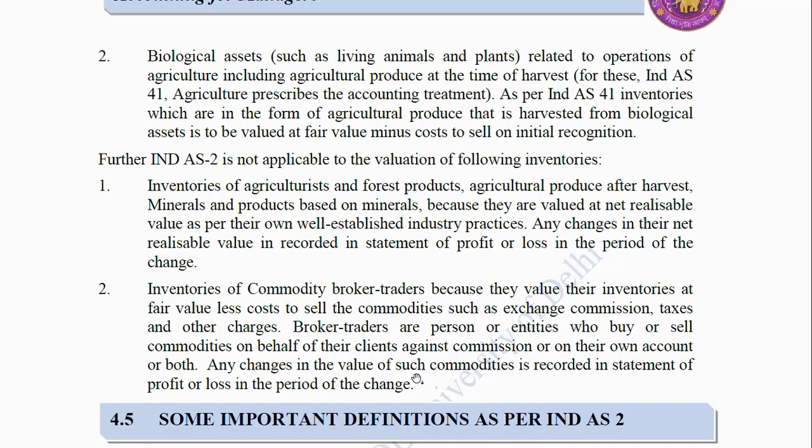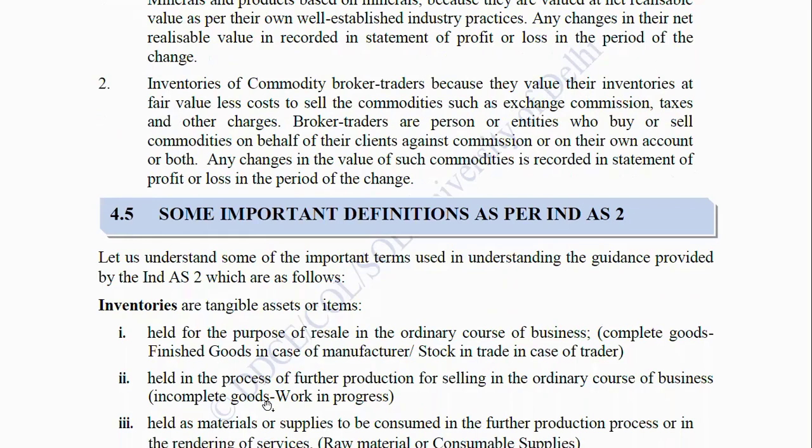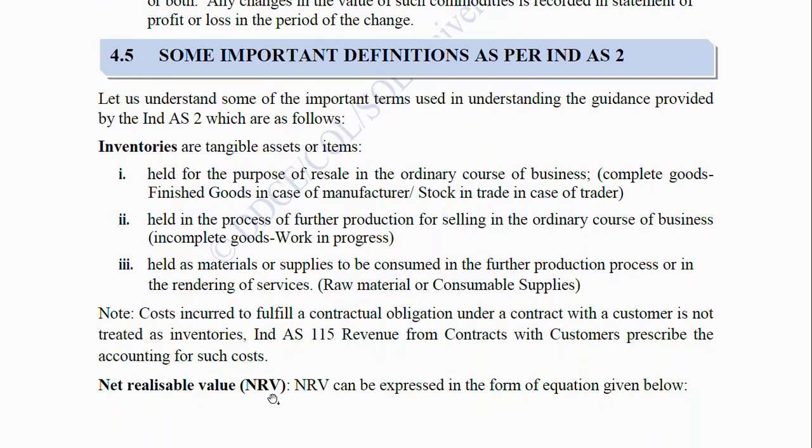Number 2, inventories of commodity broker traders, because they value their inventories at fair value less cost to sell, such as exchange commission, taxes and other charges. Broker traders are persons or entities who buy or sell commodities on behalf of their clients against commission or on their own account or both. Any changes in the value of such commodities is recorded in the statement of profit or loss in the period of change.